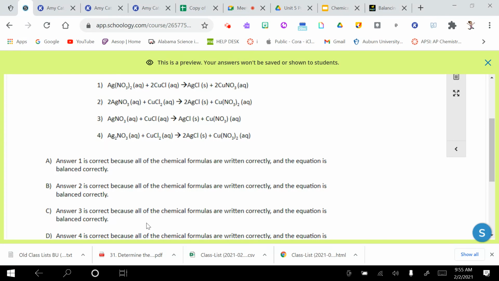Is S? Any of those little things after, where it says parentheses AQ, parentheses S, that just tells you what form it's in. It doesn't do anything for balancing the equation. Ignore it.